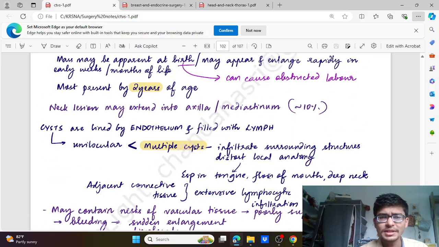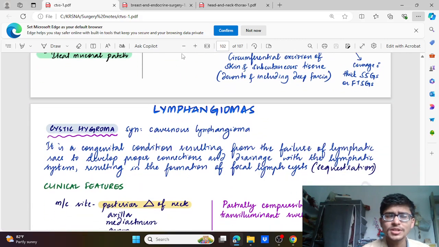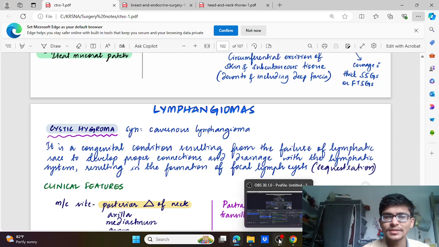So this was all about the three main topics, that is the cystic hygroma, thyroglossal duct cyst, and branchial sinus and fistula.